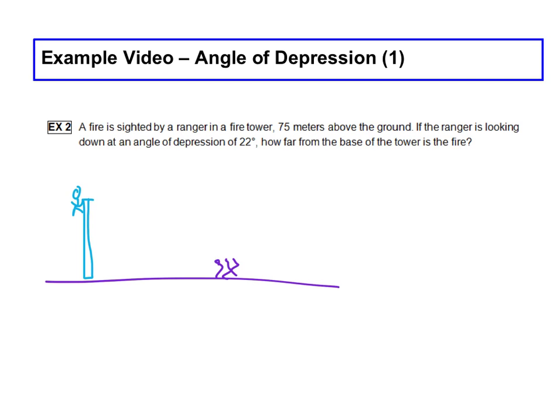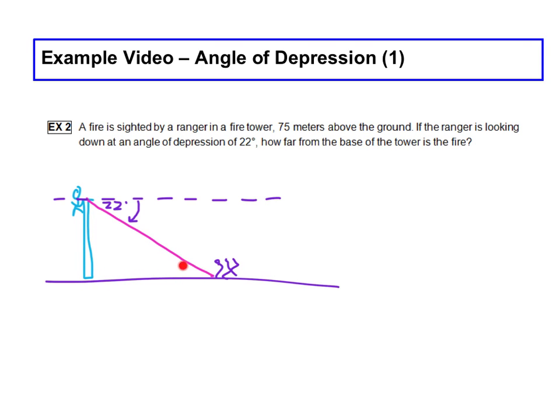Okay, so the ranger is looking down at an angle of depression of 22 degrees. What they're saying is from the ranger down to the fire, because he's looking down to see this, the angle of depression is 22 degrees. If you remember, an angle of depression is from the ceiling down. So you have to start with a horizontal line. Here's a horizontal line where the ranger is, and then from there down is the 22 degrees.